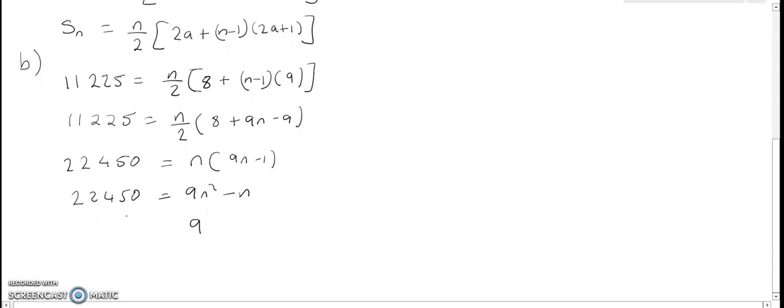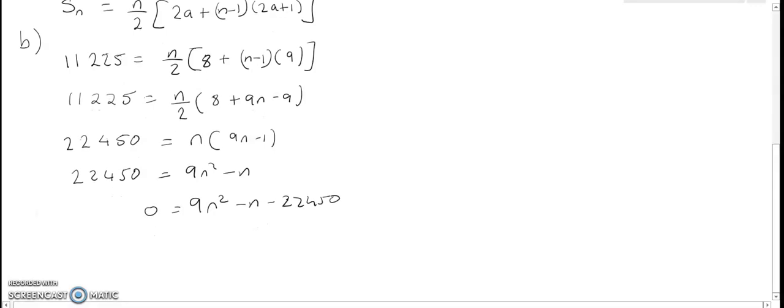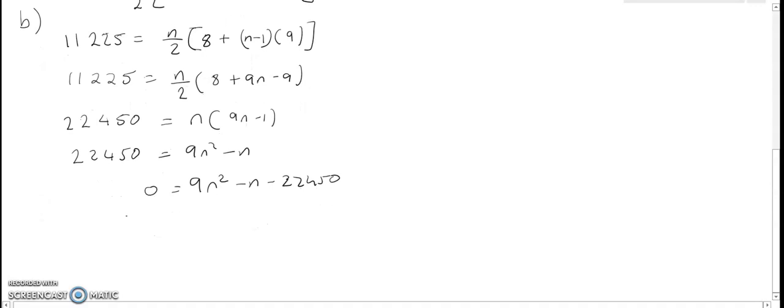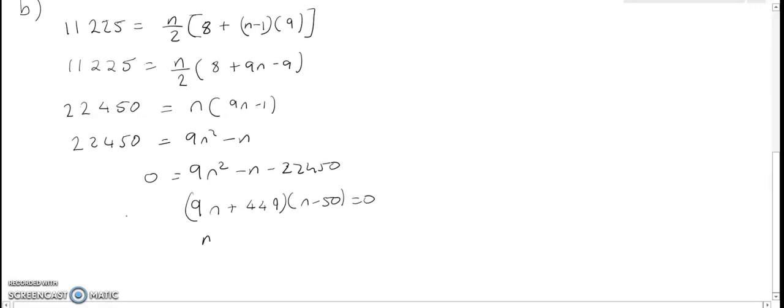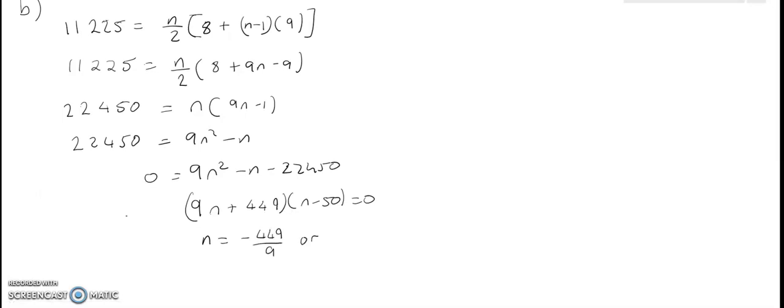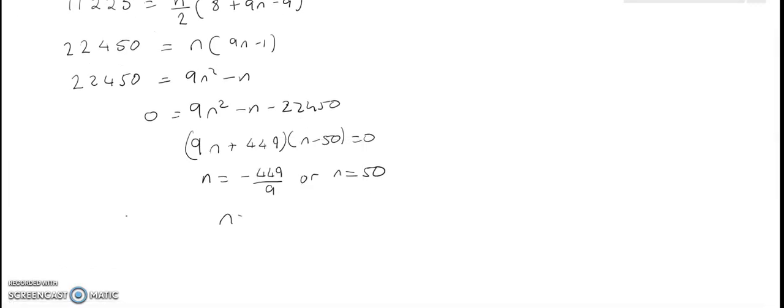And so we end up with the quadratic if we take everything to one side. And it factorizes, but naturally you don't need to factorize it. We can just whack it into our calculators. But it does factorize to give us that. And so n is equal to minus 449 over 9, or n is equal to 50, but n can't be negative, it's a number of terms, so n has to be greater than 0, so therefore n is equal to 50.